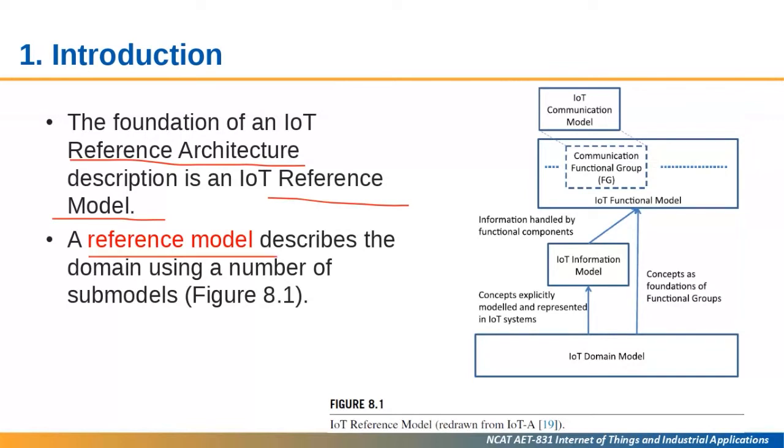So a reference model describes the domain using a number of submodels. For this class, we'll look into some of these submodels and help you get some ideas. So we have the IoT domain model, and then we have the IoT information model, IoT functional model, and IoT communication model. Because communication is one of the functions of the IoT solutions, right? Yeah, we need to communicate. So the IoT communication model is actually derived from the IoT functional model, but we will look into that in more detail.